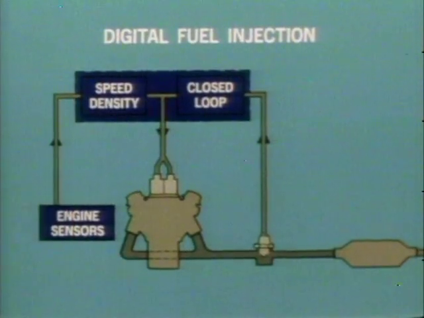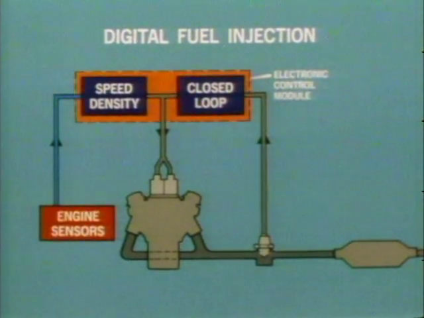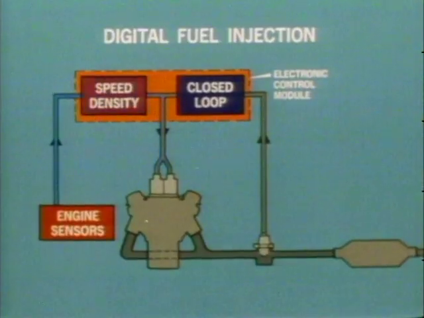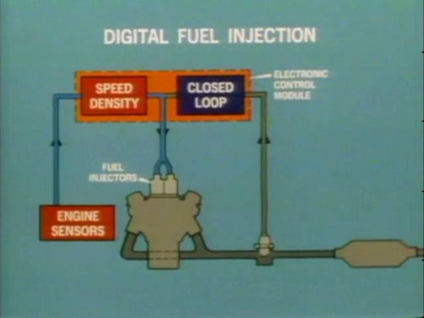Basically, the DFI system operates as follows. Using input signals from the sensors and switches, the electronic control module, ECM, calculates the amount of fuel necessary and, in turn, activates the throttle body mounted fuel injectors.